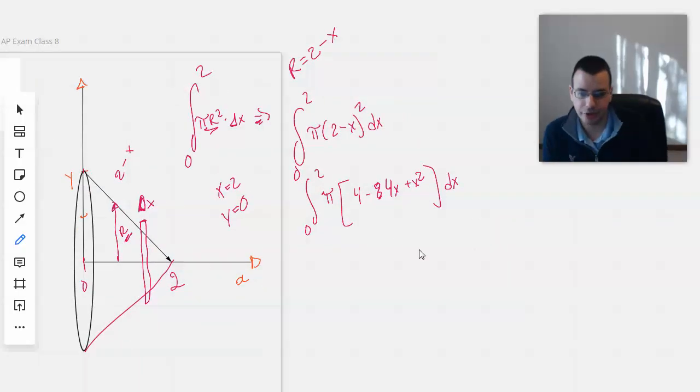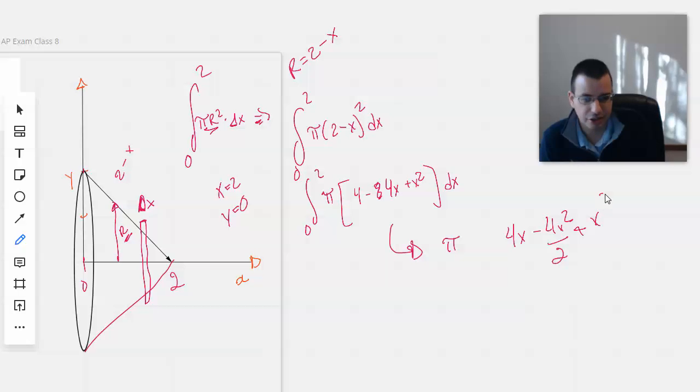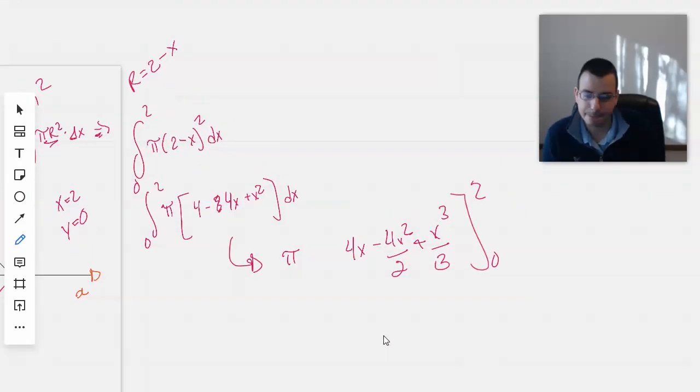Going through this, we'll have a pi here, we'll have a 4x, we'll have a 4x squared over 2, and then we'll have an x cubed over 3, evaluated from 0 to 2.